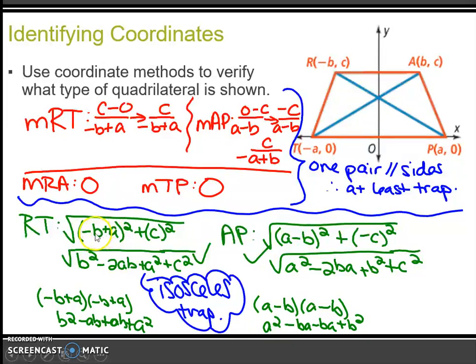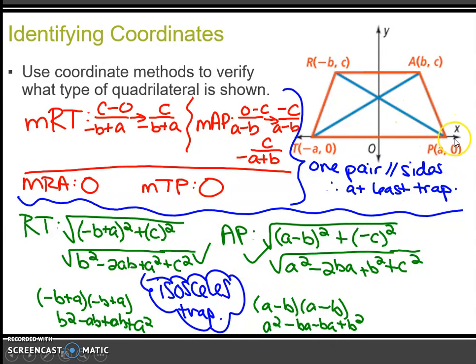Once you do that, we just do this algebraically. So you do negative b plus a times negative b plus a. When you multiply these two, negative b times negative b is b squared. Negative b times a is negative ab. A times negative b is negative ab. That's negative 2ab. And then a times a is a squared. And then you're going to put c squared there. So right here is what you got.